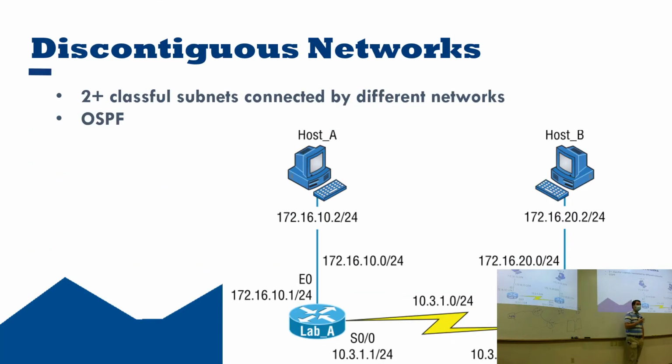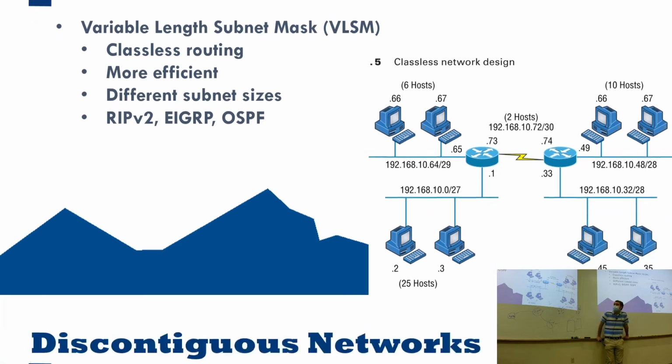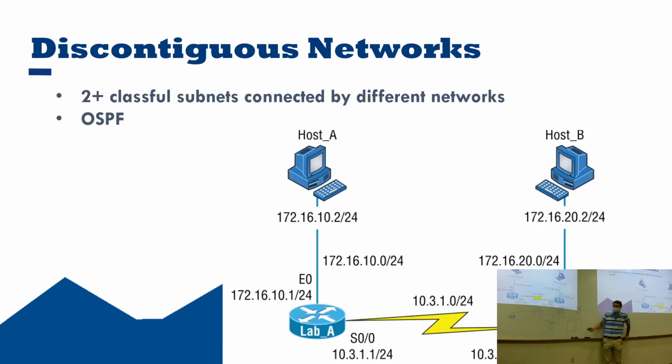So, talk about discontiguous networks a little bit. This is where you're going to have 2 or more classful subnets connected by a different network. So we got host A over here, on this first subnet. We got host B on the second subnet here. And basically, they're classful, but they're going to be connected. So, something that is only supported really by OSPF. It's not really a huge advantage to this over using VLSM, but just know it exists and know what it is. Does that make sense to everyone? We got 2 different subnets. They're still connected.